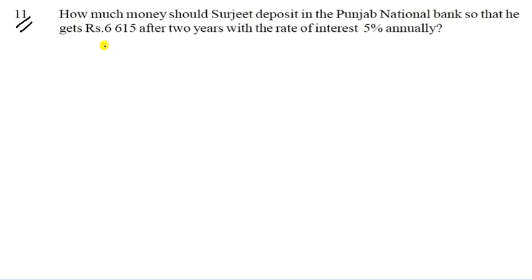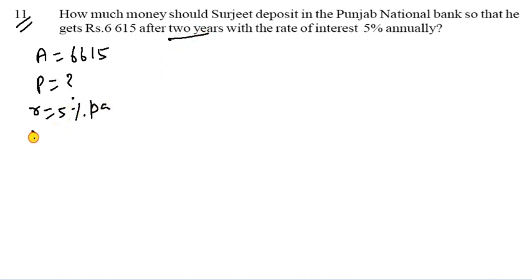So let us see the next question, that is the 11th question. How much money should Surjit deposit in the Punjab National Bank so that he gets rupees 6615? So that one is the amount, it is given as 6615 rupees. Now the principal will be found out, so that is the question mark. And the rate of interest is given as 5%, so it will be 5% per annum. Two years you have to see here, that one is n equal to 2 years.